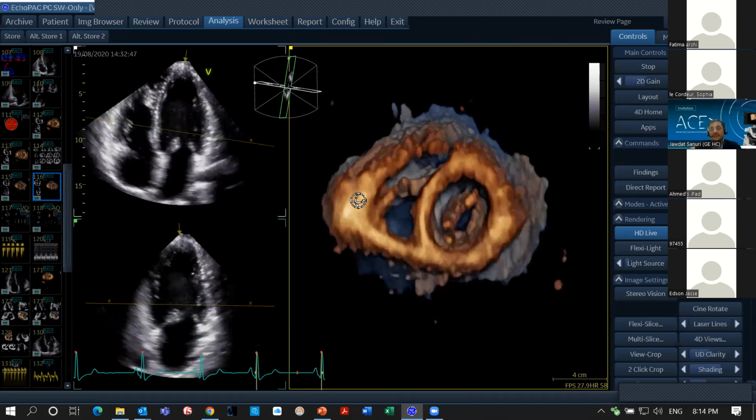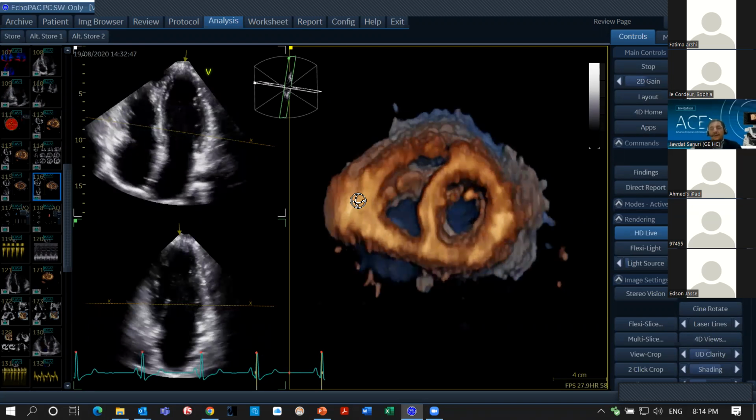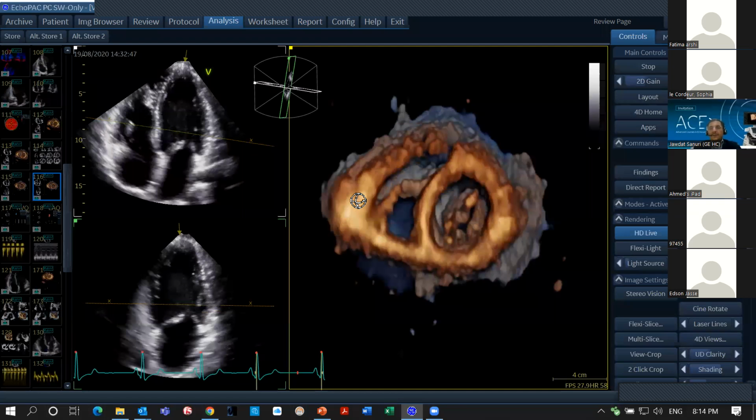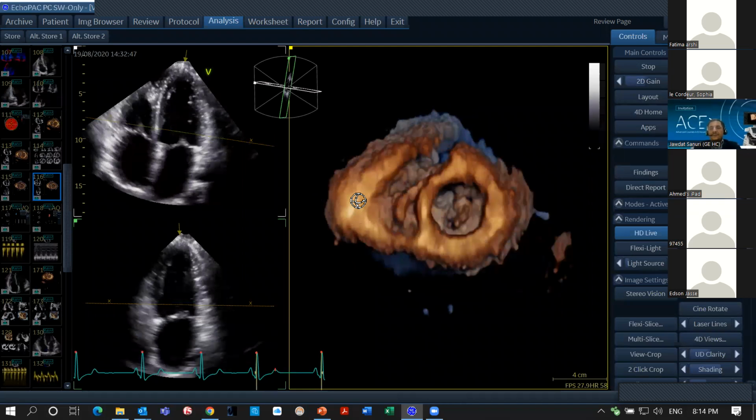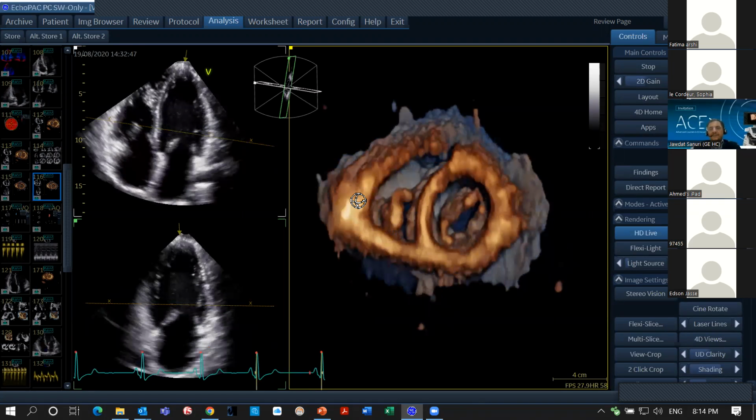But usually, image store itself should be active when you are doing 4D, and you don't need to use alternative buttons.